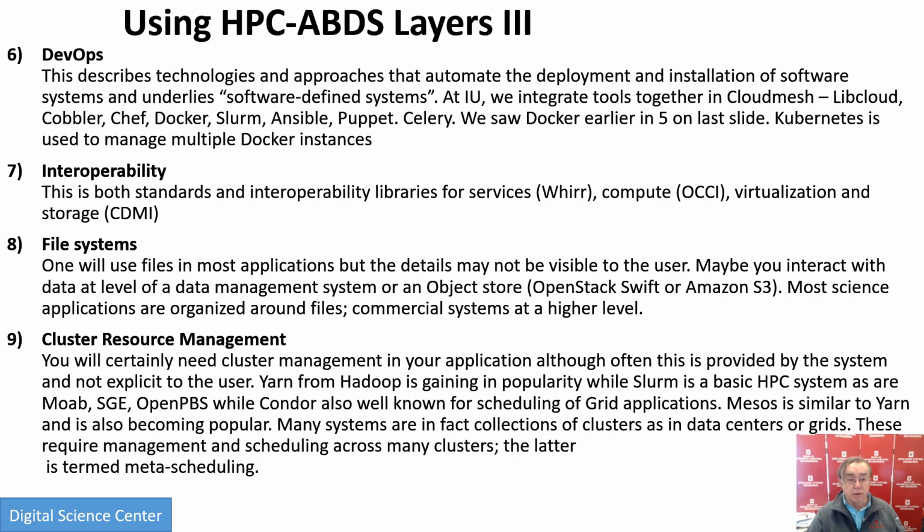DevOps, very important. Software-defined systems were key to many Gartner key emerging technologies. We have our own system called Cloud Mesh, which integrates many of them together: libcloud, Cobbler, Chef, Docker, Slurm, Ansible, Puppet, Celery. And we mentioned Docker earlier, and Kubernetes. Well, we've mentioned them many times.